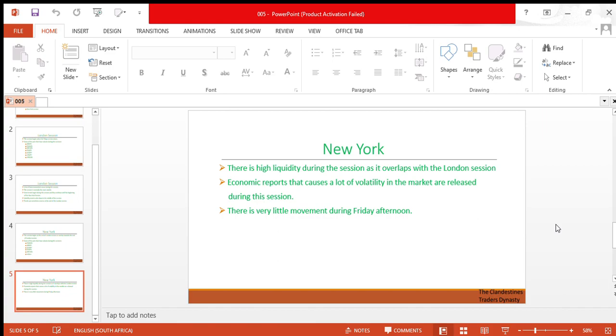There is very little movement during Friday afternoon. As we all know, on Friday afternoon we all want to go and relax and not focus on work or trading. We just have to enjoy our weekend.